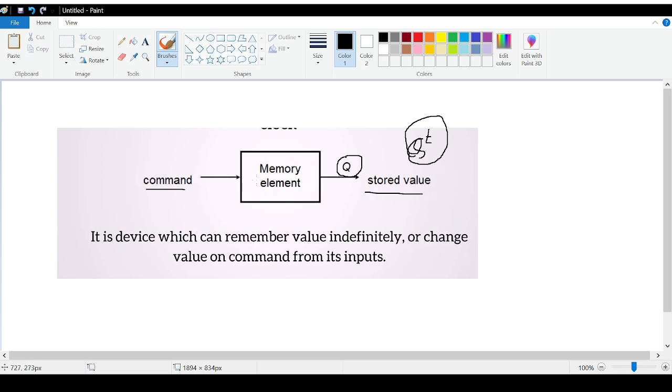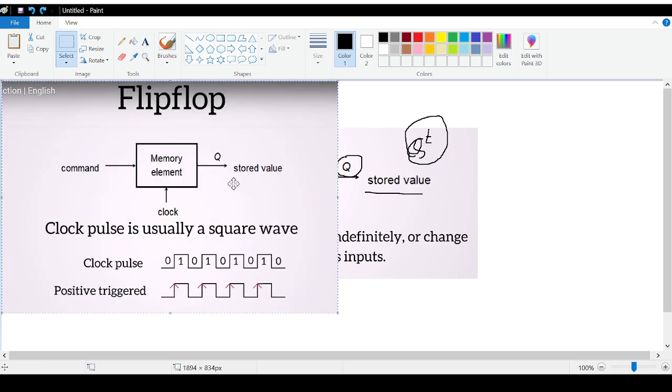So this is how any flip-flop works: it has a command part where it will take inputs from the user, and depending on what input it gets, it will store a value inside it, and that value will be stored in the variable Q. Now flip-flops have another controlling element.